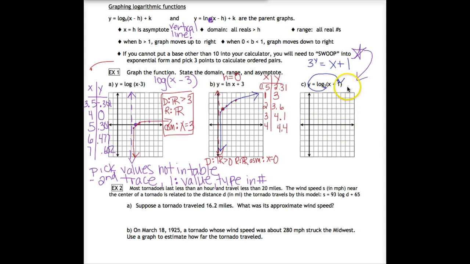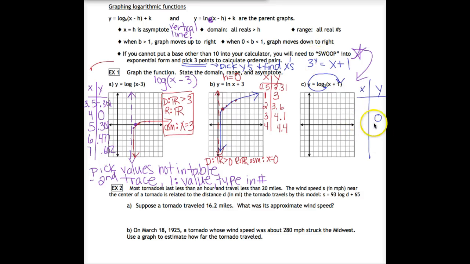Now here's the key. When I pick 3 points, you are actually picking the y's first and finding the x's. So when I go to make my chart, 3 to the what equals x plus 1. So I'm going to pick values for y here and see what I come up with. So let's say that I pick y equals 0. When y is 0, 3 to the 0 is 1.